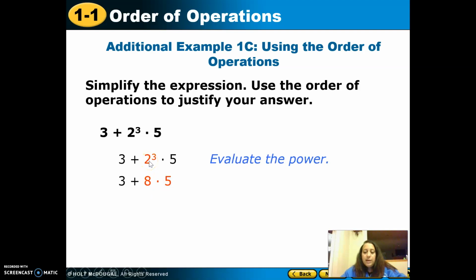2 cubed is 2 times 2 times 2. So 2 times 2 is 4. 4 times 2 is 8. We're going to drop that 8 down, drop down the 3 and the 5 and all the operational symbols. Next we're going to do 8 times 5. Don't do the 3 plus 8 first. You'll get the wrong answer. So drop down your 3, drop down your plus sign, and then 8 times 5 is 40. And then finally our answer is 43. 3 plus 40 is 43.